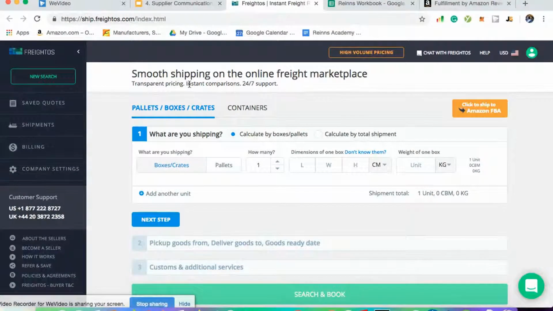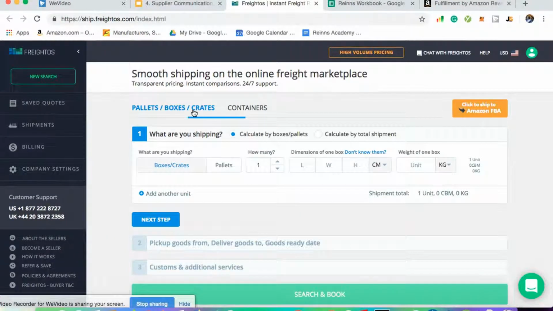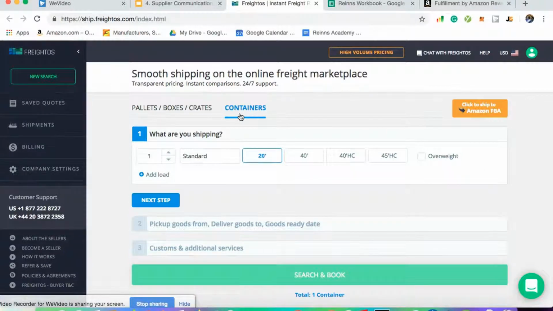So what you're going to notice first of all is you'll see here it says pallets, boxes, and crates, and then containers. I want you guys to use the pallets, boxes, and crates, unless you have so much money, like over $1 million, to invest in your inventory, then you can be using the containers.